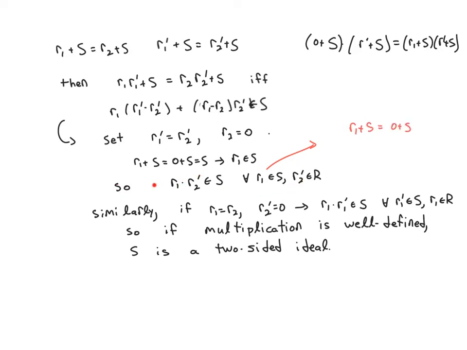Where have we seen this expression? Oh yes, this is the definition of saying that S is an ideal, well, a right ideal. You're saying if you multiply an element of S on the right by an element of R, you get an element of S.